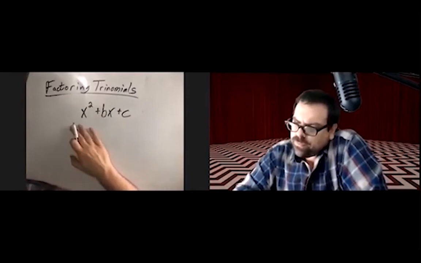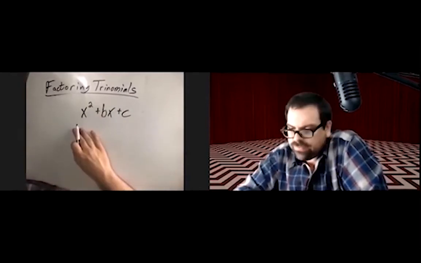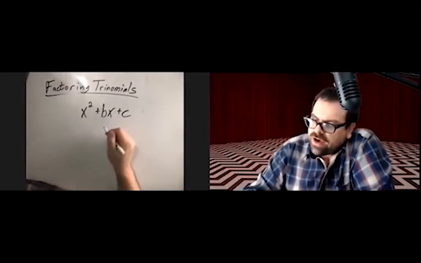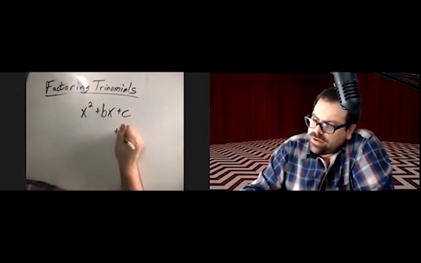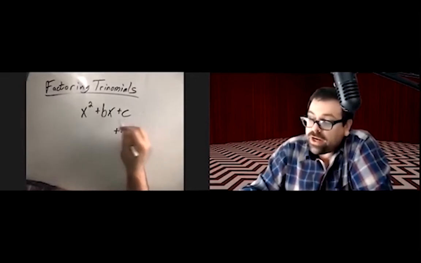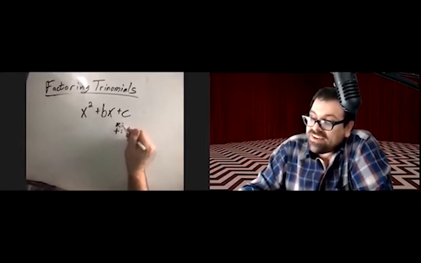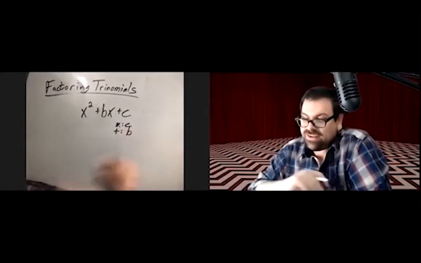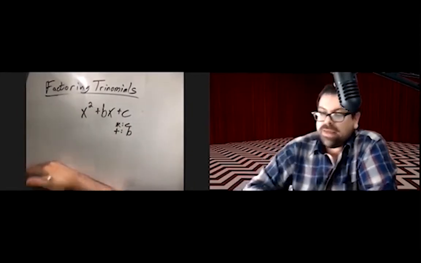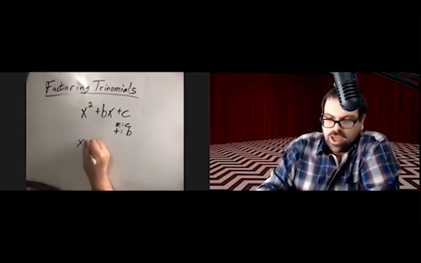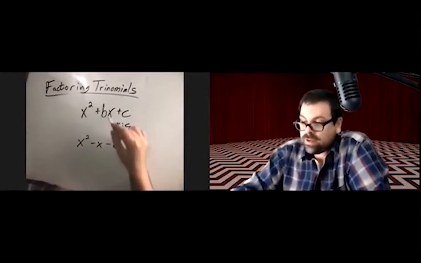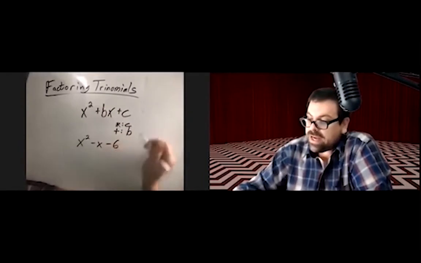Our strategy, when we see this form, we have the x squared, nothing in front. Our strategy is going to be find the numbers that multiply to give us b, or sorry, multiply to give us c and add to give b. Well, what do I mean by that? Let's take a look at x squared minus x minus 6. Here, b would be negative 1.